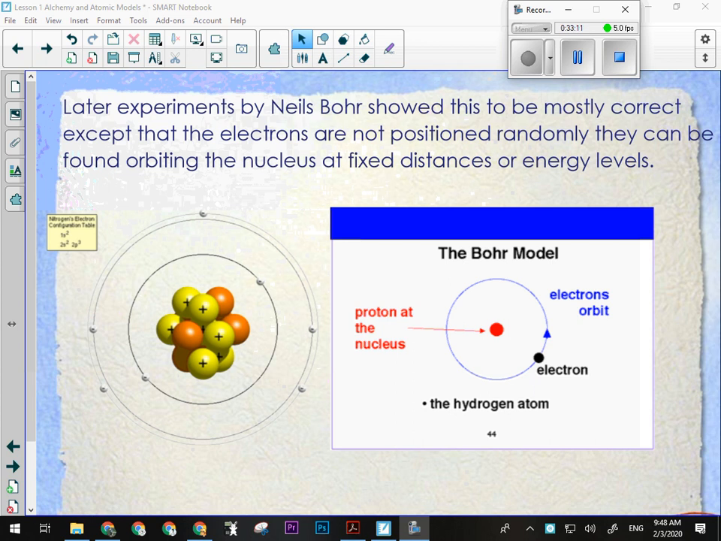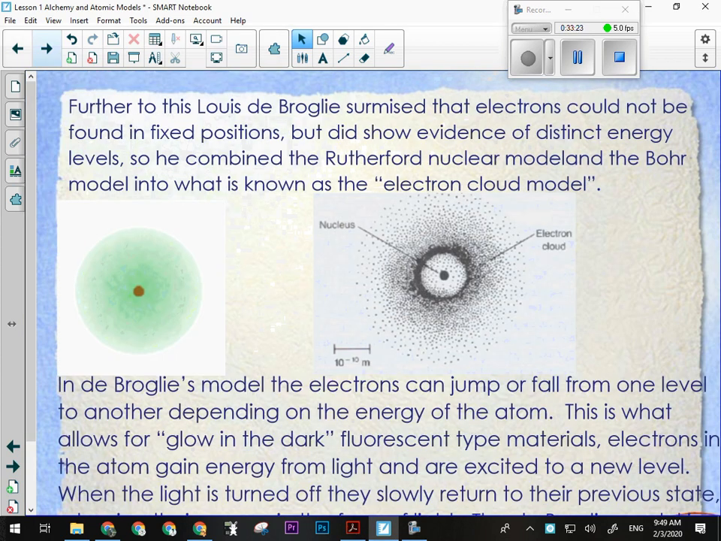The planetary model of the atom couldn't explain electrons jumping around. It just didn't explain that. So it's sort of partially accepted, but what's currently accepted is what we call the electron cloud model. And that was developed, I guess, by Louis de Broglie. De Broglie's electron cloud model is the model we currently accept.